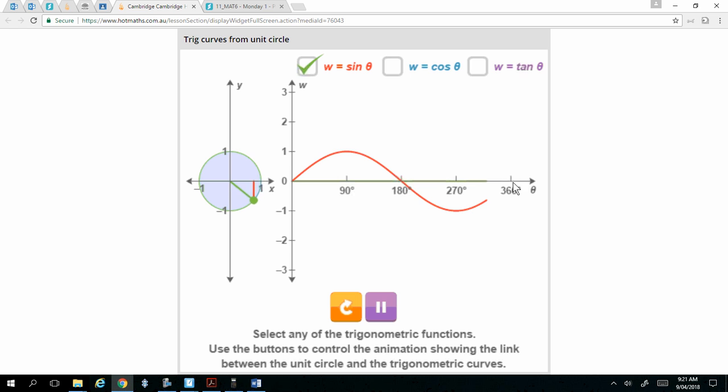Now let's look at the cos graph. We'll click on this. Okay, so it's the x value. So it starts from 1, becomes 0, and then the x value continues to decrease, becoming negative, to negative, and then to there, and then to there. Okay, so that's how the graph comes.